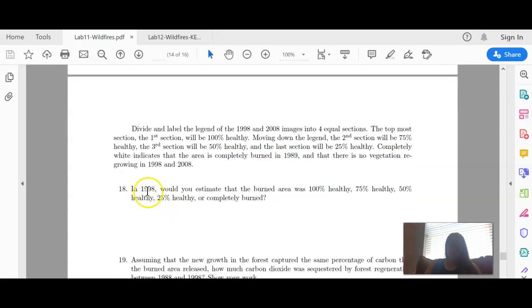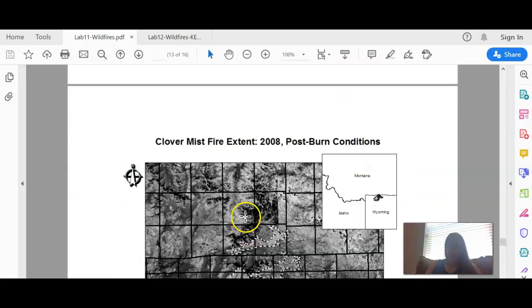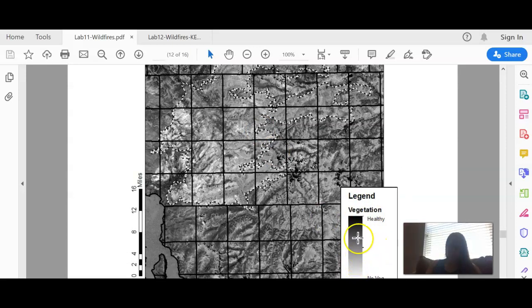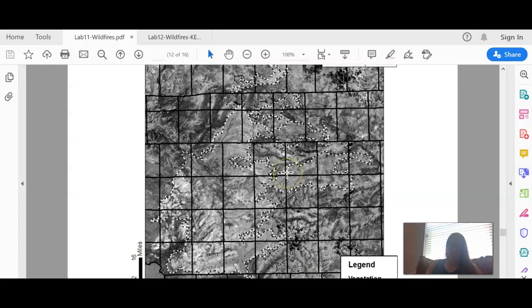So as of 1998, in figure 2.3, would you estimate that the burned area was 100% healthy, 75% healthy, 50% healthy, or 25% healthy? Or do you think it's still completely burned? What I would do if I were you, using the legend and the subdivisions that you made, is determine whether those sections that were completely burned in the previous image are now 25% healthy, 50% healthy, 75% healthy, or 100% healthy.